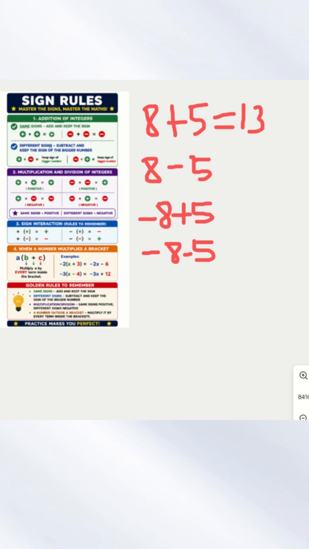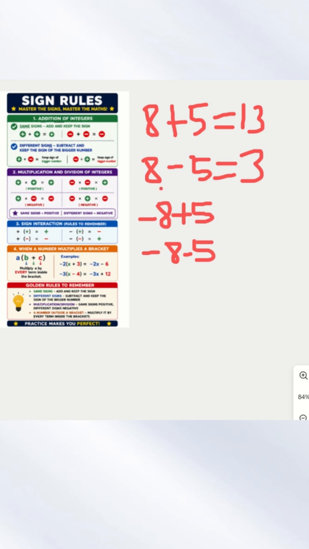Now you look at the second one, 8 minus 5. You have 8 as positive. There is nothing attached to it. So when a number has no sign attached to it, it is positive. And you have this 5 as negative. The bigger number is positive. 8 is the bigger number. It has a positive sign. So you simply do the subtraction and give it the sign of the bigger number. So 8 minus 5 will give you 3. You can see our 3 is positive because this 8 is positive.